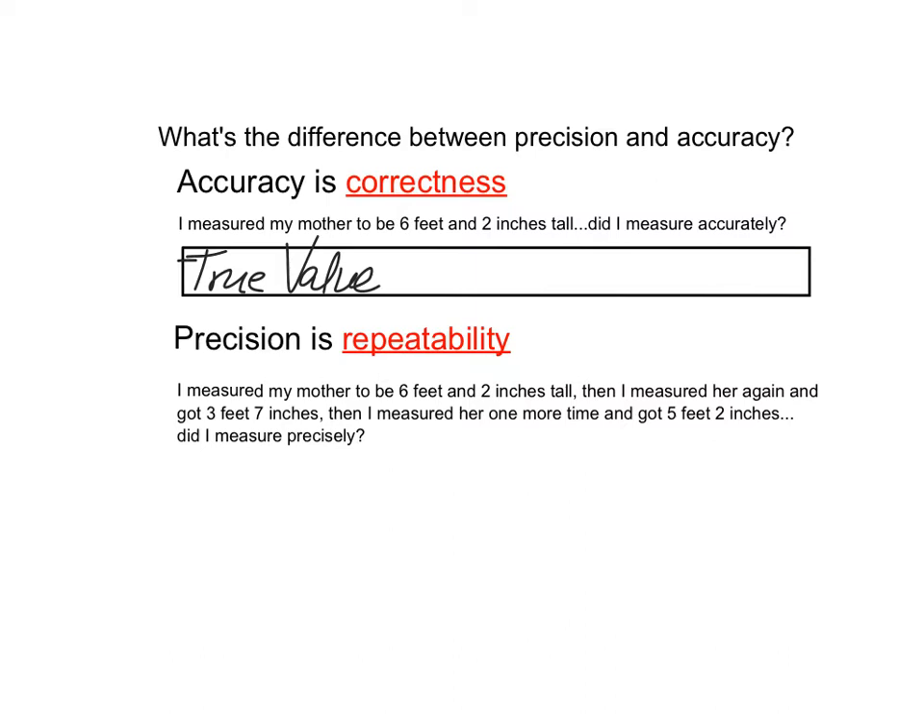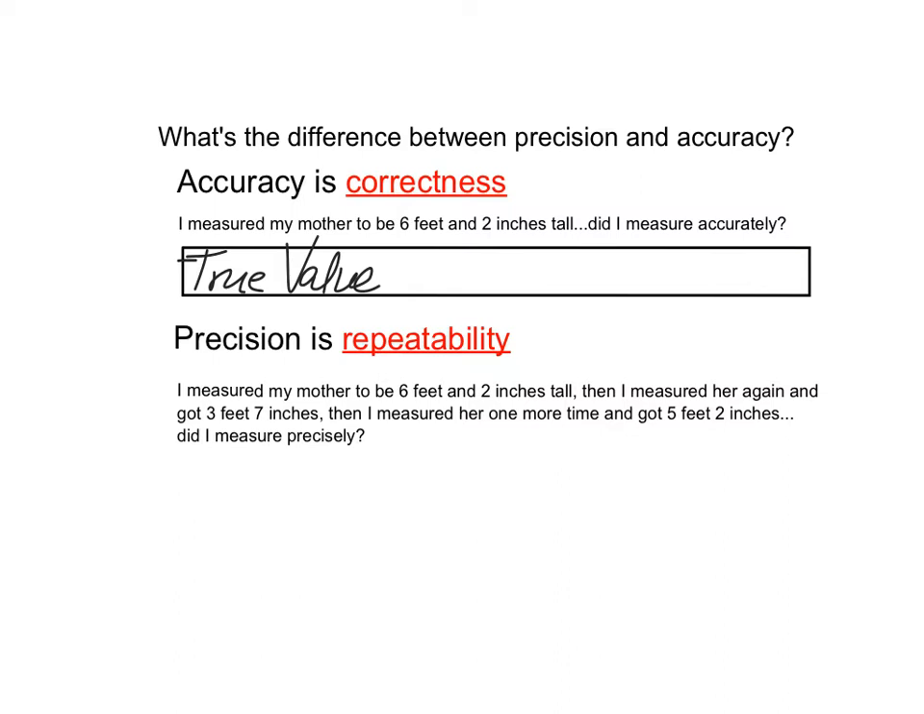But if you measure your mother to be 6'2" tall and your mom's actually only 4'4", no, you didn't measure accurately. You have to know the true value in order to determine accuracy. Precision is repeatability. Can you get the same measurement over and over and over again?